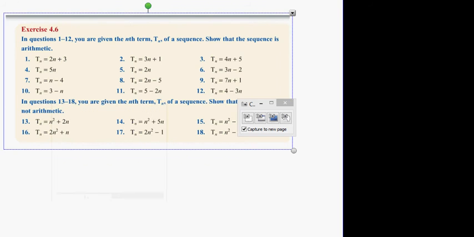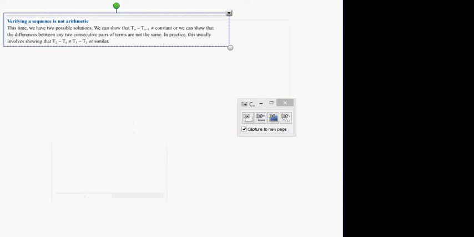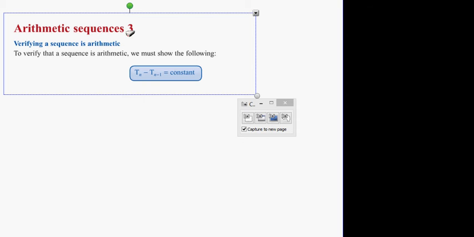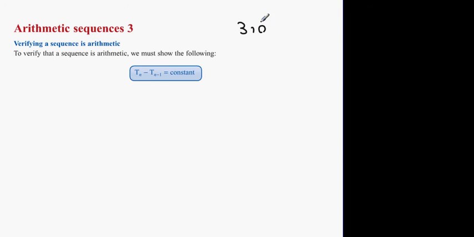Okay, so this is exercise 4.6, and this is on our arithmetic series. What we get is verifying a sequence is arithmetic. Remember, arithmetic series are series that go up in a regular pattern, 3, 6, 9, 12, 15. So we must show the following, that Tn minus Tn minus 1 is a constant.